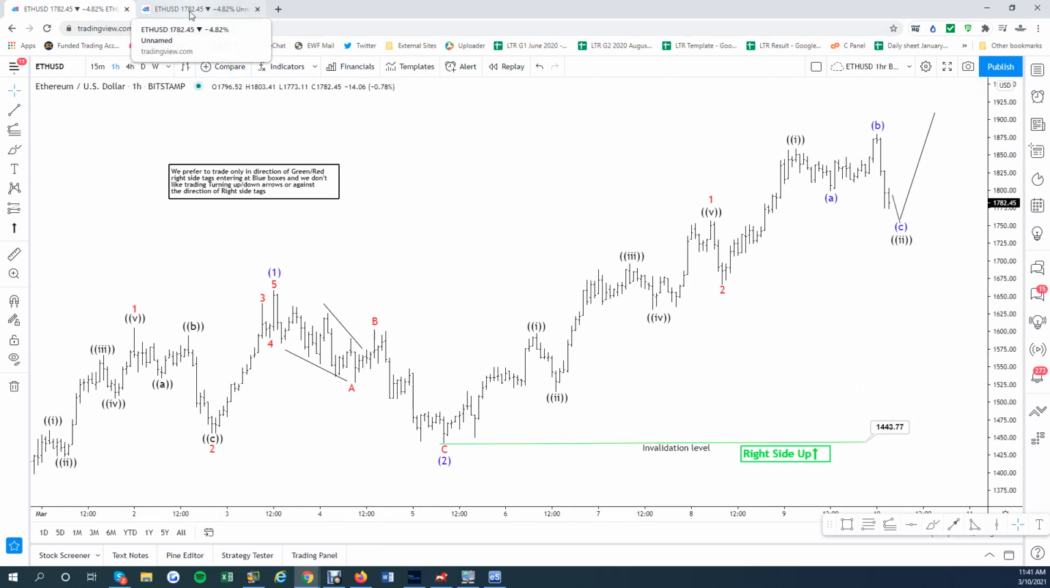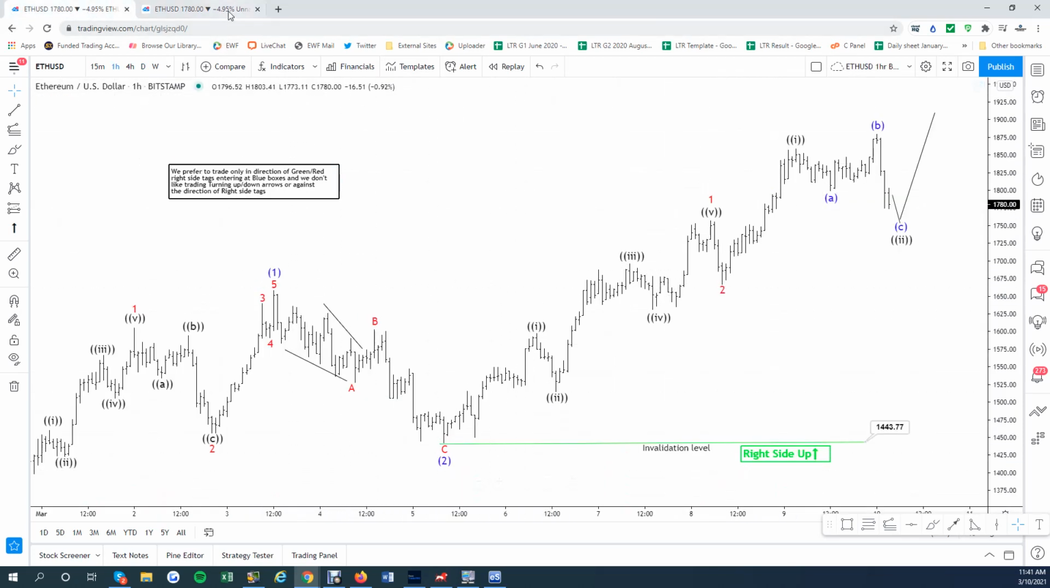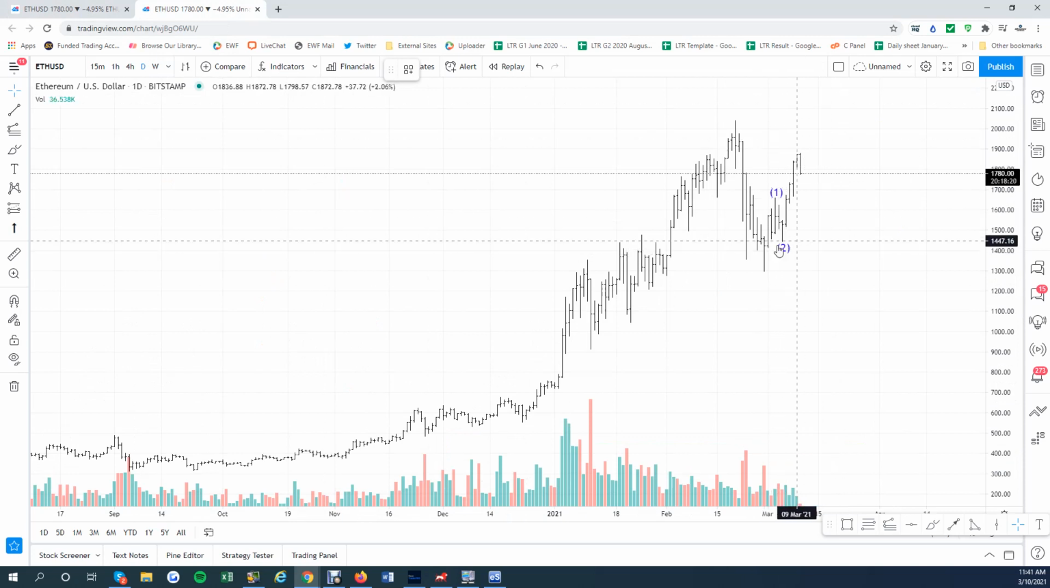If we look at this daily chart, I'm putting here the 1 and 2, which is the same 1 and 2. So you can see right here, this is not confirmed because after the sell-off here, we have not broken above that previous peak just yet. In order to be bullish, you have to break above that previous peak.